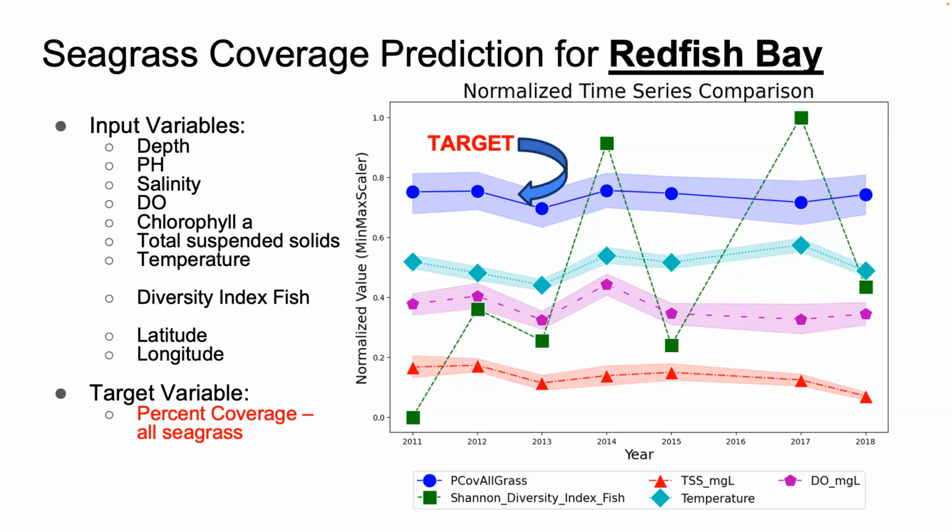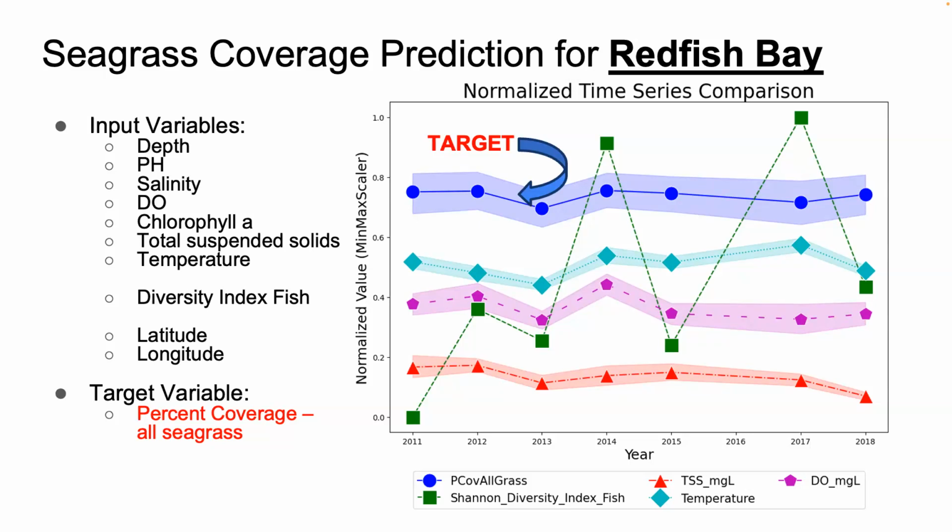The second aspect is the diversity index of fish. As you can see, we have fluctuations of the fish diversity index over months, but that is for the whole bay. So we make the variable for the whole bay and duplicate it for the different stations. And the third aspect is latitude and longitude, which provide some information on the station location.